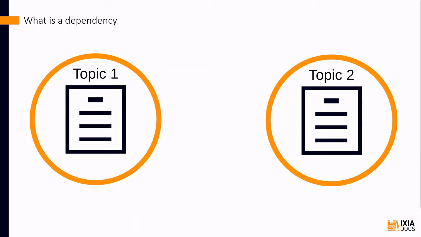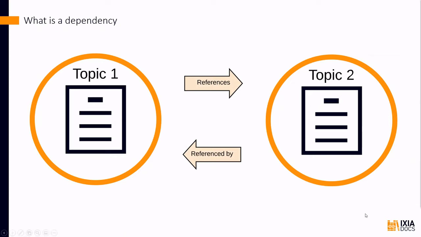In the CCMS, a link is tracked as a reciprocal dependency between the two topics. The first topic references the second, links to it, and the second is referenced by the first, is linked to. This means if I look at either topic in the dependencies view, I'll be able to see that there is a link between the two topics and know which one is doing the linking.